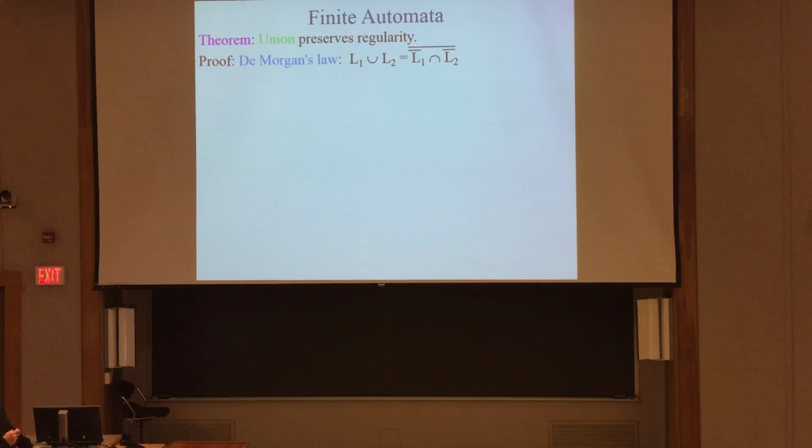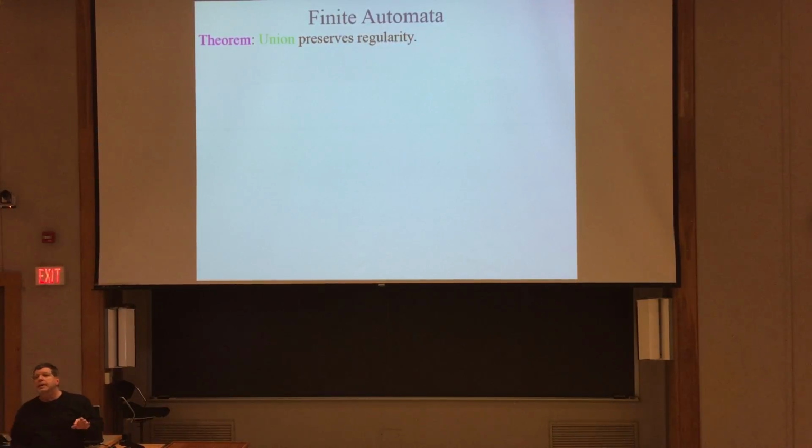Here's how this would work. So we already know that complementation preserves regularity. How many remember that? What's a short proof, one sentence proof? Complementation preserves regularity. One sentence. Yeah, flip final and non-final states. That gets you the complement. That's why complementation preserves regularity. The intersection preserves regularity. Right?